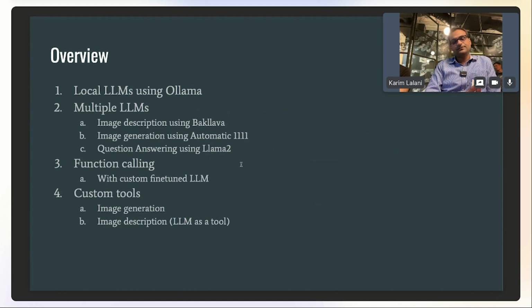Because this exercise needed a bit of function calling, and because I was working with local models, I had to employ a fine-tuned LLM, and I'll talk about that a little bit as well. And we'll have 2 custom tools. All of the code is in the repo. I just put the link to the code in the chat, and it's also in the agenda on the left-hand side.